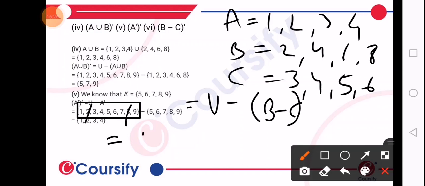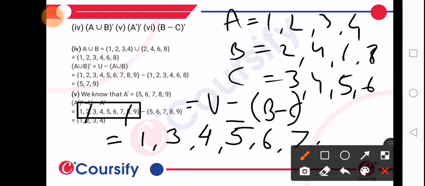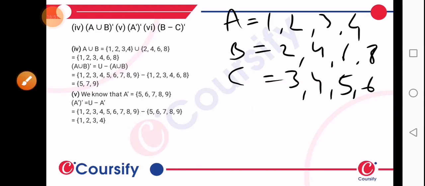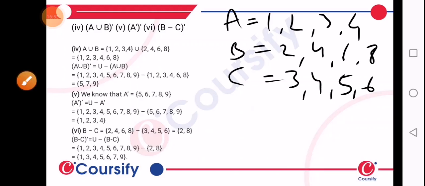we are left with 1, 3, 4, 5, 6, 7 and 9. 1, 3, 4, 5, 6, 7, 9 is the answer for the last question, B minus C complement. Let's take a look at the solutions. 1, 3, 4, 5, 6, 7 and 9.